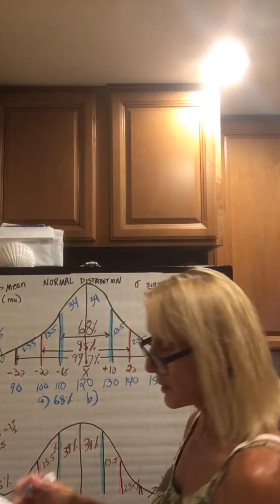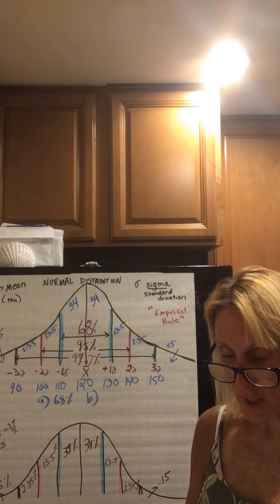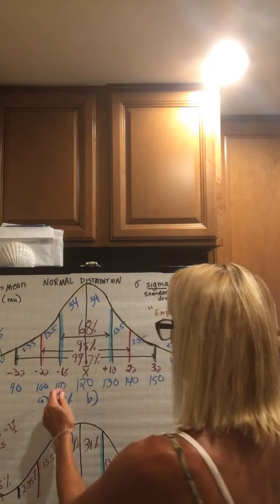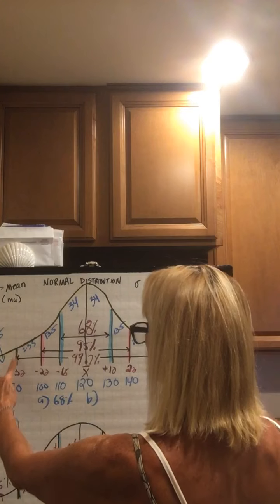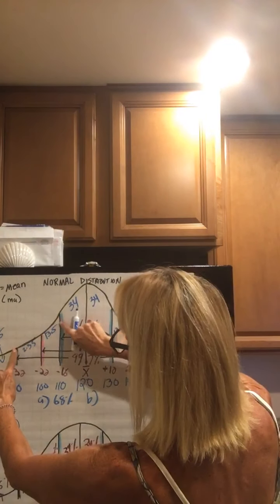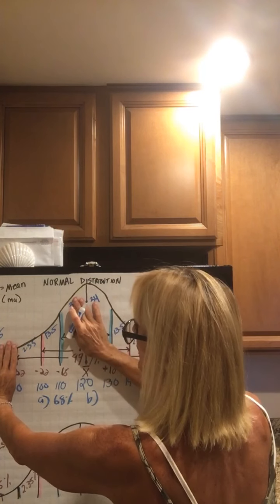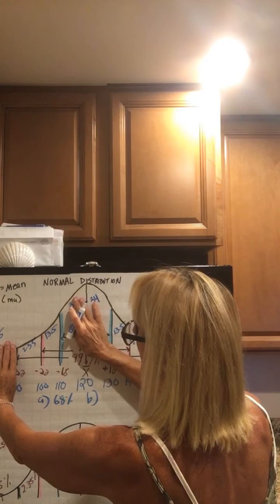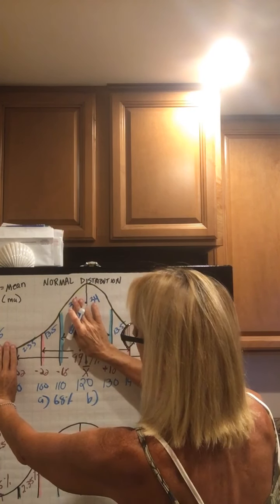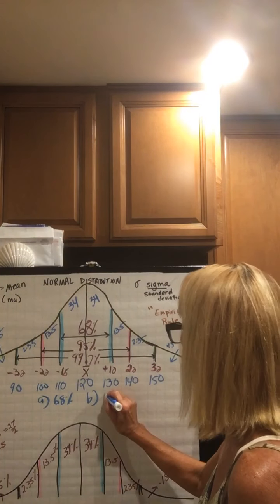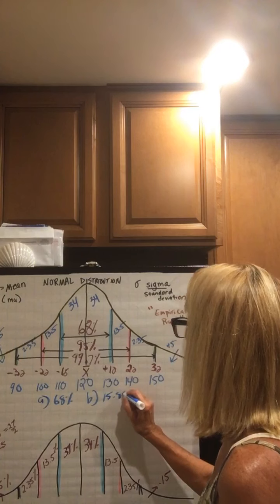Then for B, it says, what percent of the data is between 90 and 110? So I go up here and I go, okay, here's 90 and here's 110. So between 90 and 110, I'm going to add 2.35 and 13.5. And when I add those two together, I get 15.85%.